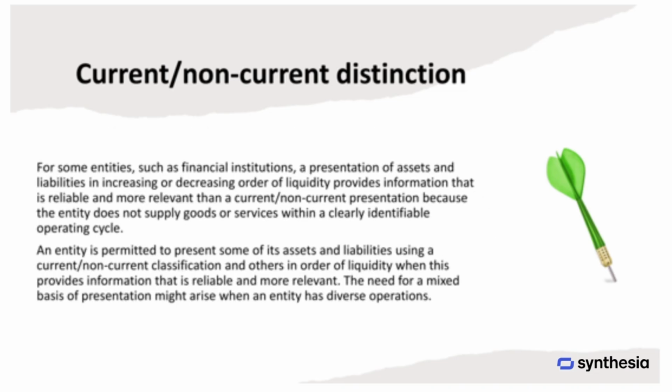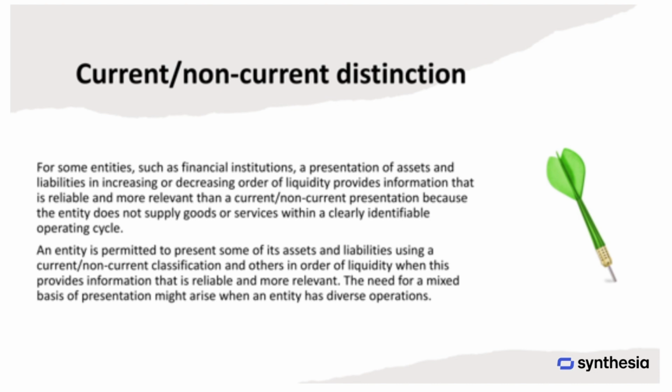For certain entities, particularly financial institutions, presenting assets and liabilities in increasing or decreasing order of liquidity may provide more reliable and relevant information than using the current/non-current classification. This is especially true for entities that do not supply goods or services within a clearly identifiable operating cycle.